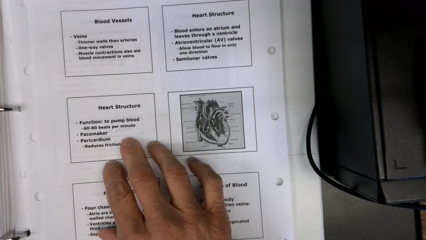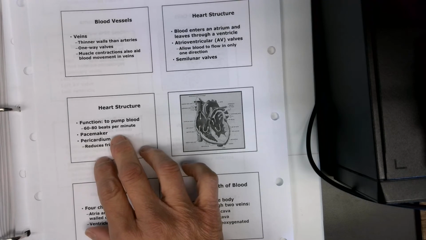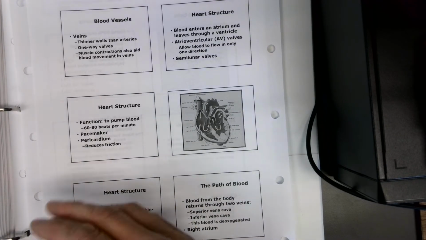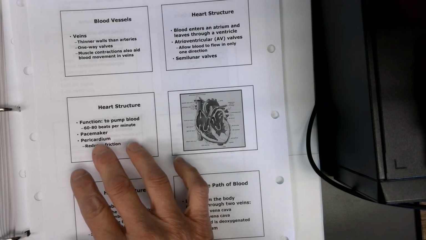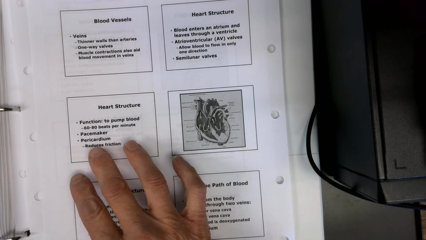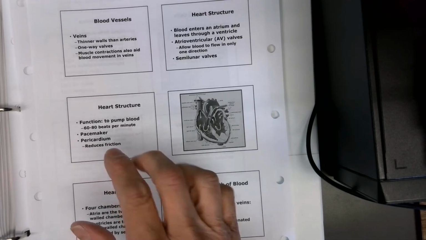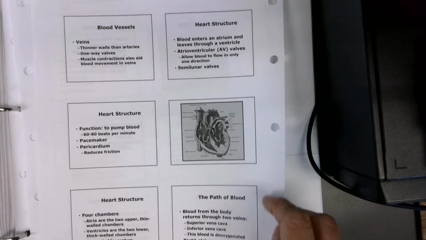Our heart is going to pump about 60 to 80 beats a minute, and it has a pacemaker that helps keep the pace very steady. We have a material called pericardium that helps to give the heart a slippery surface so that it reduces friction.